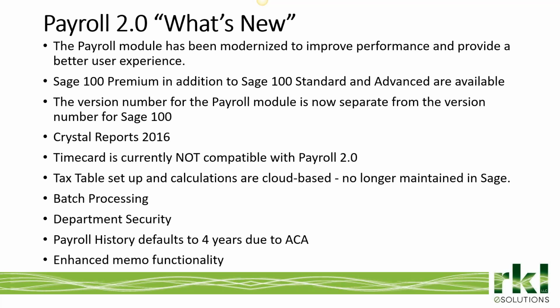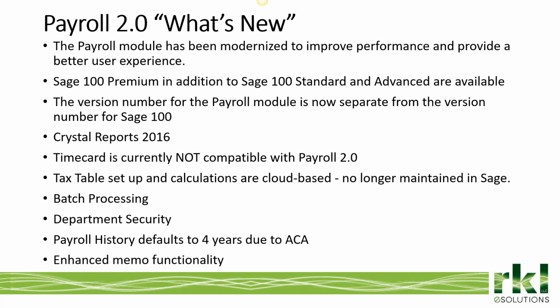Sage also has now made the payroll module available in Sage 100 Premium. Used to only be available in Standard and Advanced. Because of the significant changes made to payroll, Sage is actually doing versioning for payroll as a standalone version number. So if we take a look, this is called Payroll 2.0. Payroll 2.0 is available in version 2018, but as they have new changes and modifications, they can release the updates to payroll only without us requiring a complete update to the entire 2018 implementation.